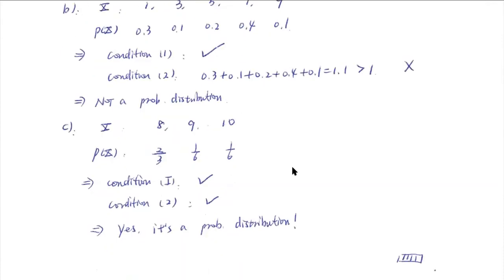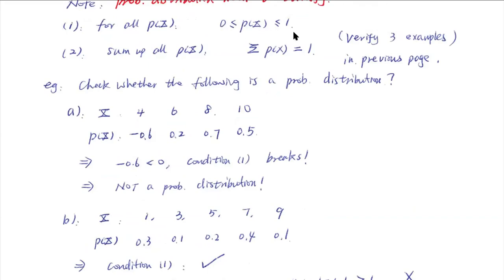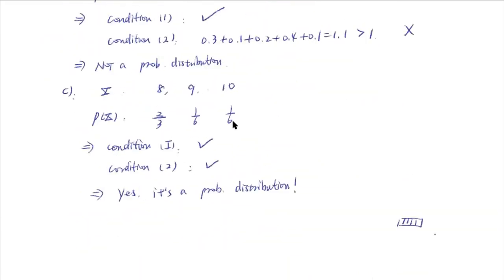Easy, right? Third example, this X, possible values 8, 9, 10. And then we have the corresponding probability of X. So we have 2 over 3, 1 over 6, 1 over 6. We check those 2 conditions. Everybody? Condition number 1, those values should always be between 0 and 1. Let's check out. Always between 0 and 1. That's right. Condition number 1, good. Condition number 2, when we add all those probabilities together, 2 over 3 is equivalent to 4 over 6, plus 1 over 6 plus 1 over 6, that's equal to 6 over 6. It is equal to 1. Both conditions are satisfied. What do we say? It is a probability distribution. Easy?